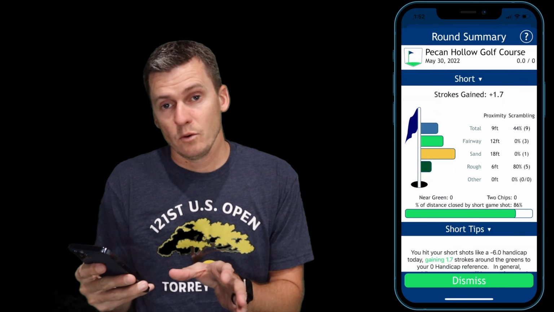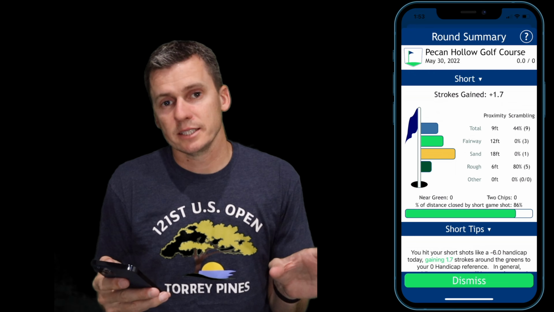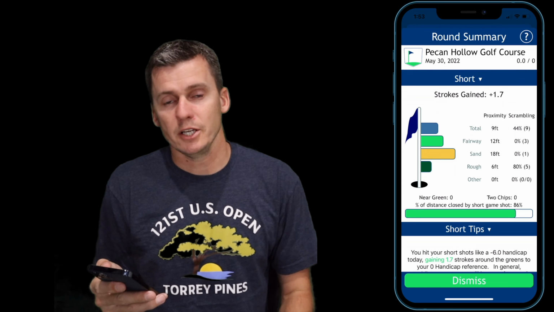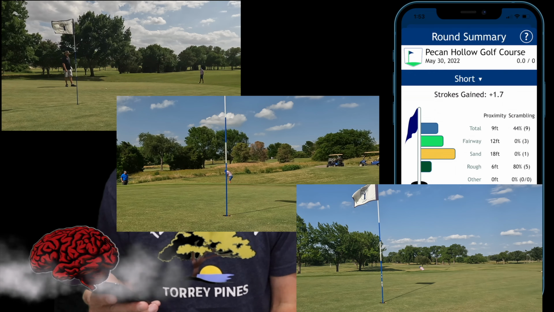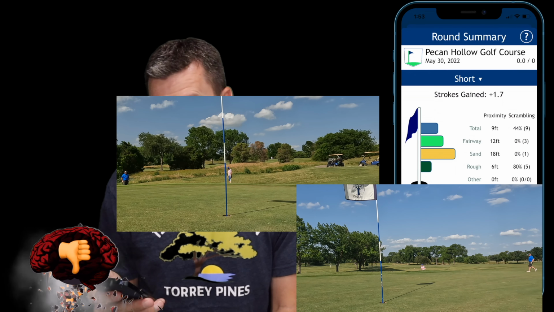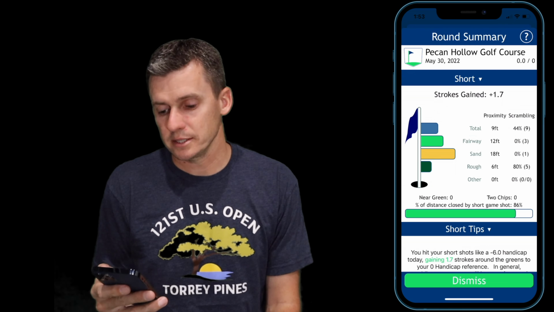Really, my short game was kind of a tale of 2 halves. On the first 9, I had a lot of greens that I missed where I had opportunities to chip in for eagle or get up and down for birdie, like the first hole, the third hole, the 9th hole, and I didn't do a good job of getting up and down. I did make par on most of those, but I wasn't really giving myself the good birdie look.